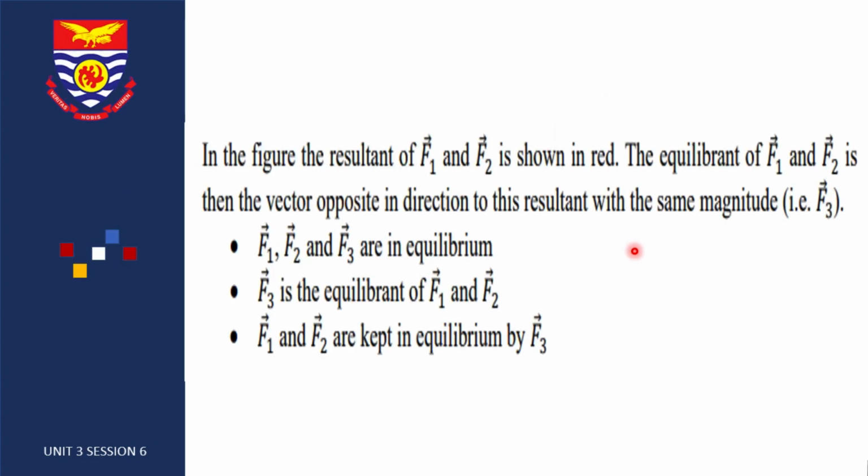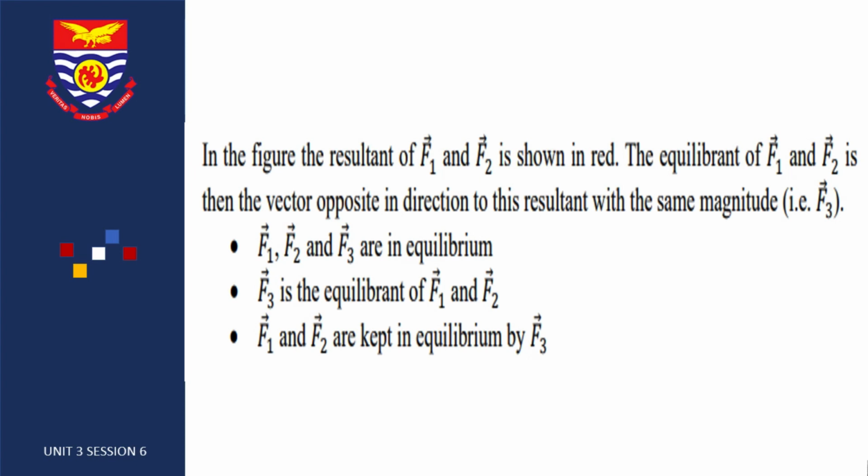And so in the figure, the resultant of the forces F1 and F2 is shown in the red color. And the equilibrant of F1 and F2 is the vector which is opposite in direction to the resultant force with the same magnitude. And we saw that was F3.